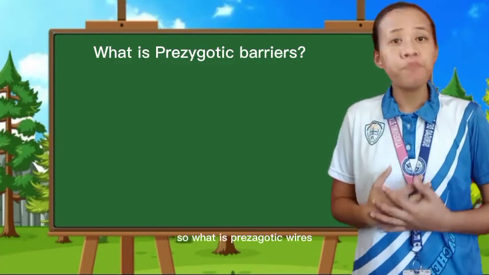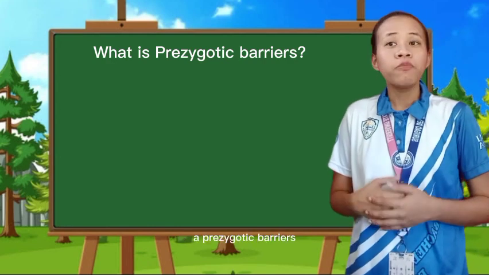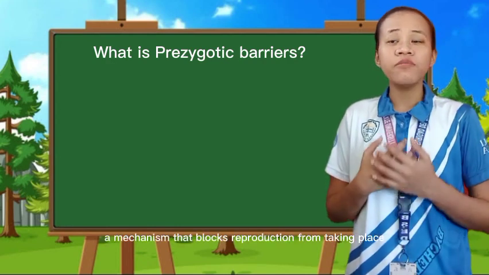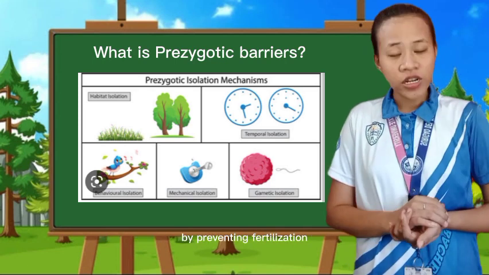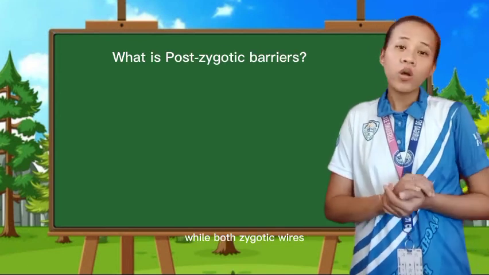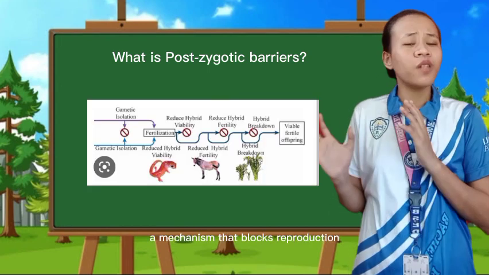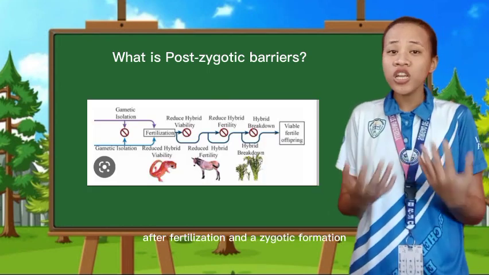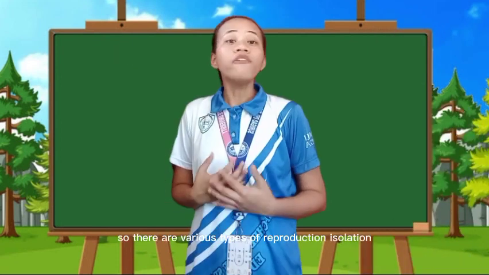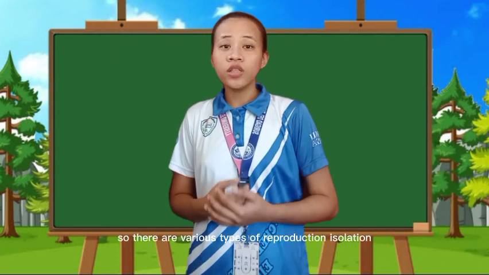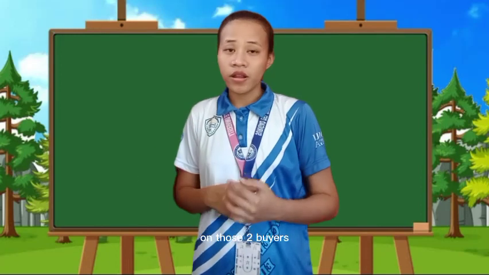So what are prezygotic barriers? A prezygotic barrier is a mechanism that blocks reproduction from taking place by preventing fertilization, while a postzygotic barrier is a mechanism that blocks reproduction after fertilization and zygote formation. So there are various types of reproductive isolation under those two barriers.